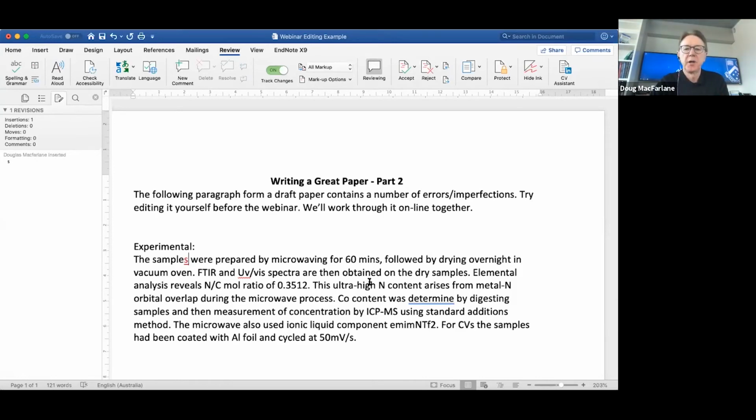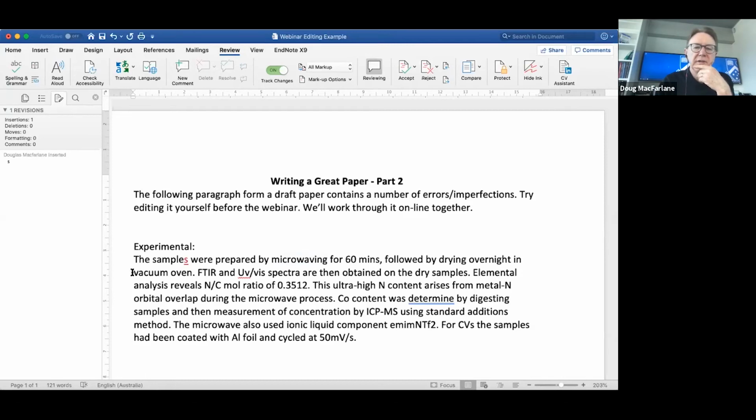The samples were prepared by microwaving. Do we think microwaving is a word? Is that a proper word? If it is, it's a little informal. So maybe I'm being a little bit picky here, but it might be better to say by being treated in a microwave, laboratory microwave, or something a little bit more formal, but we might leave it for the moment. For 60 minutes, followed by drying overnight in vacuum oven. That's missing an article.